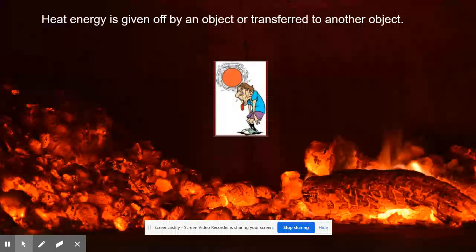Heat energy is given off by an object or transferred to another object. So heat energy doesn't change. Heat energy is always hot. It just gets transferred to an object or it gets taken from an object. So heat energy is different because it just moves in or out of an object.